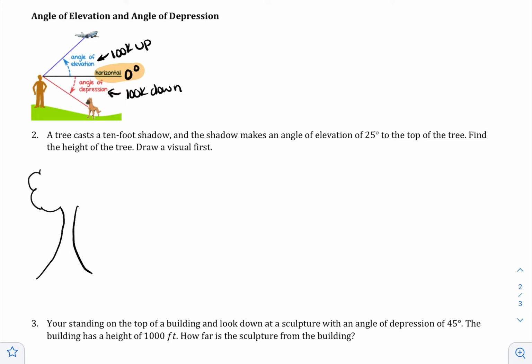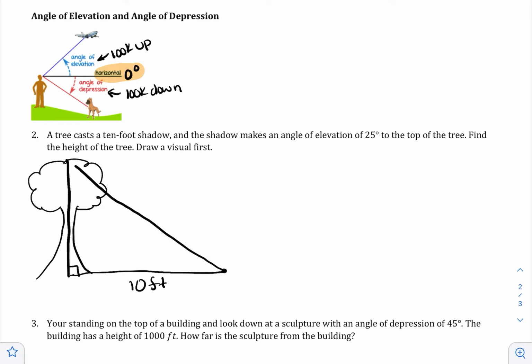Okay. So we have a tree, and the tree makes a shadow. Now, the height of any object always makes a 90 degrees with the bottom. That's just the definition of a height. And then you have the shadow, and it tells us that the shadow is 10 feet. It also tells us that it makes an angle of elevation to the top of the tree.